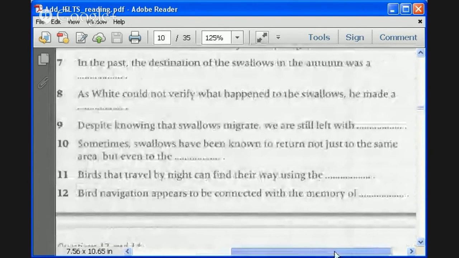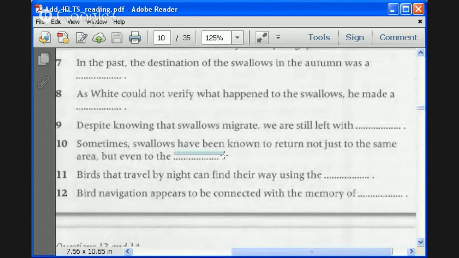But even to the... What would you write here? Well, if you asked me, I put same nest. Okay, that's what I would put too. Either answer would be correct. The same nest, the same field, either one would be called correct. What could be the difference between area and field in this case? Because to me, I don't know if they are synonyms, but to me, area and field? Yeah. Good point.